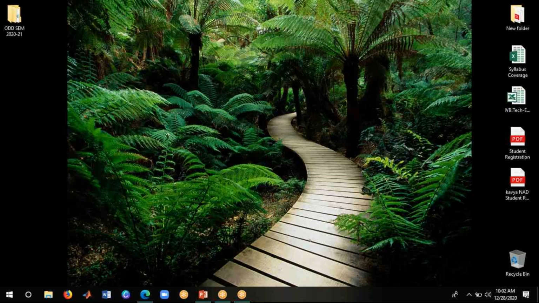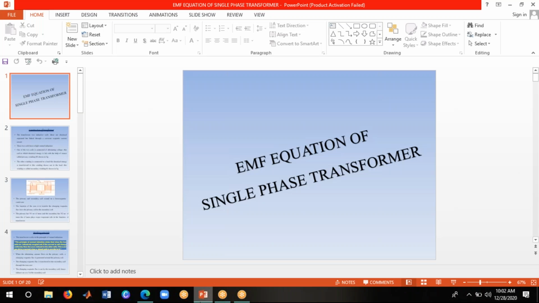Right. Last class we discussed the construction, but due to some problems the explanation was not clear, so we will discuss that topic in today's class. After that we go for the EMF equation. Students, listen carefully. If you understand this, then only you can go through the remaining topics.